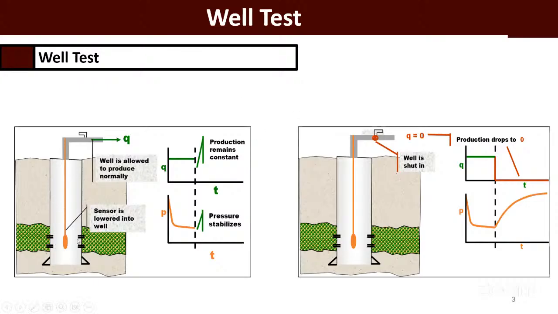Here we put a sensor in the well, and then we allow the well to be produced. So we have this production and we are recording through the sensor the pressure response in here. After that, we shut in the well while the sensor is here. So we have production to zero and we have the corresponding pressure in here.